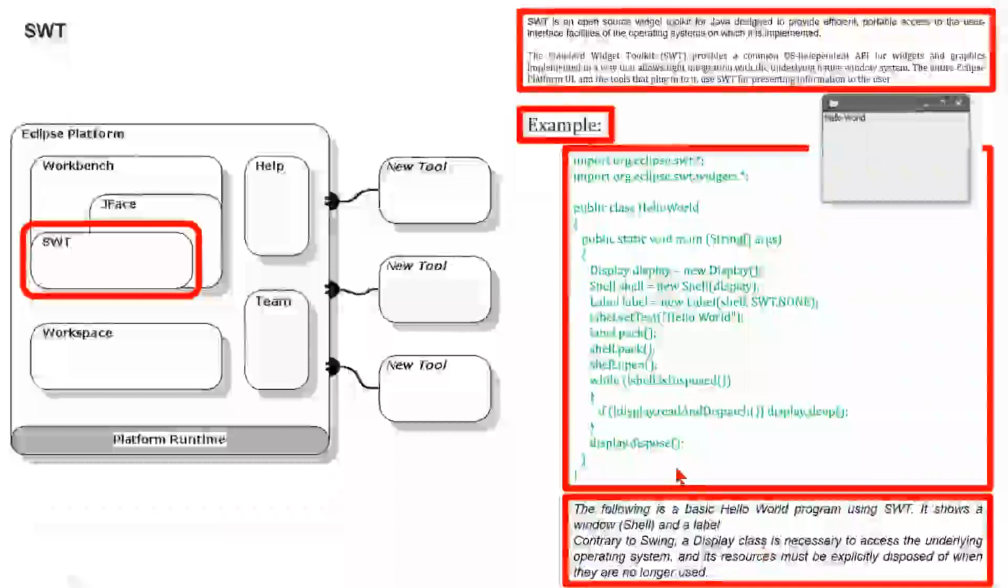As an example, we can consider this code segment. The following is the basic Hello World program using SWT. It shows a window, a shell, and a label. Contrary to Swing, the Display class is necessary to access the underlying operating system, and its resources must be explicitly disposed of when they are no longer used.